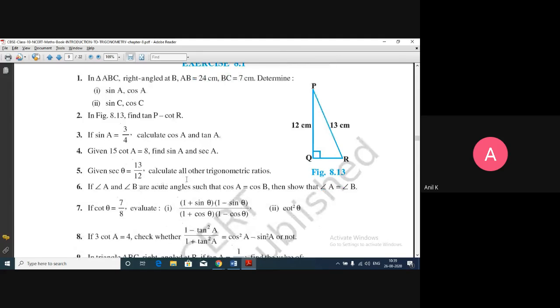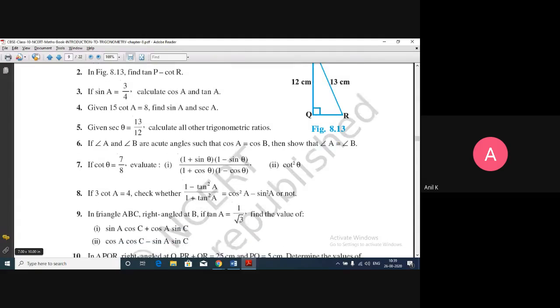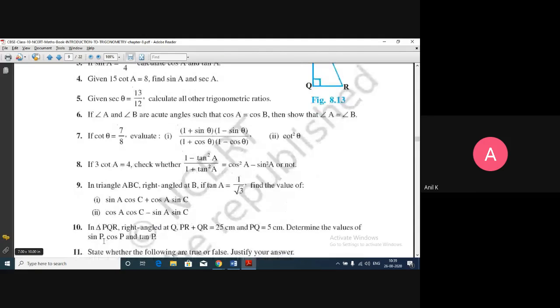The fifth question also you can try. Sixth question you leave it. Seventh and eighth you try it out. Even ninth also you can try. So till the ninth question, other than the sixth question, I am giving as homework. Try it out. If you are not getting it, next class we'll discuss.